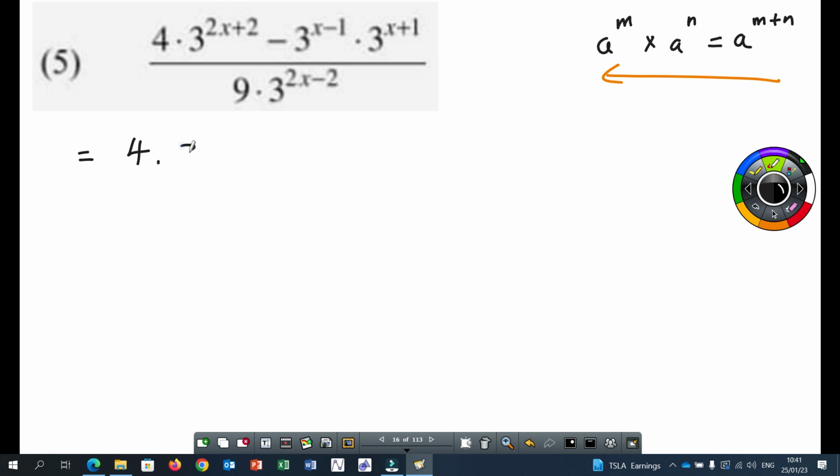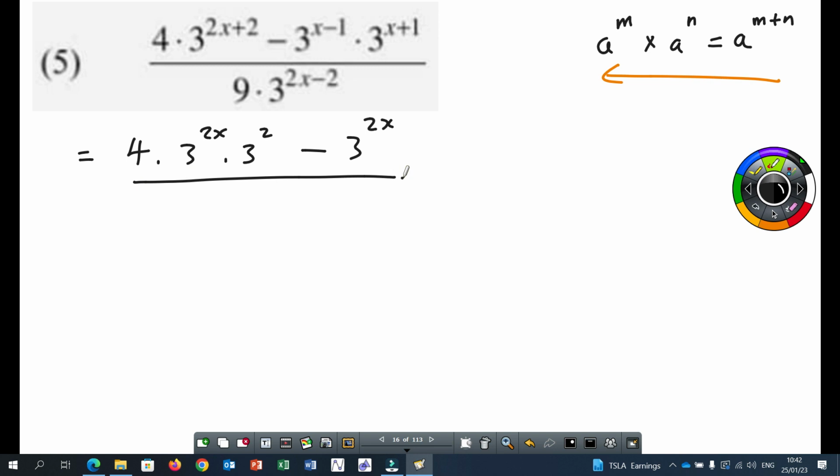Okay, that would be times 3 to the power of 2x times 3 squared minus 3 to the power of x times 3 to the power of minus 1. Okay, instead of breaking it up, let me use law 1. You see that the base is the same there. Do you see that? We have the same base and we are multiplying, so we can add the exponents using the first law. So x plus x, that will give me 2x. Minus 1 plus positive 1, that will give me a 0.